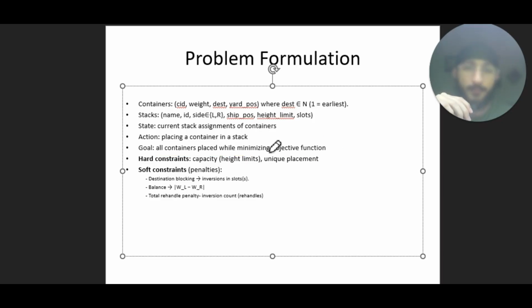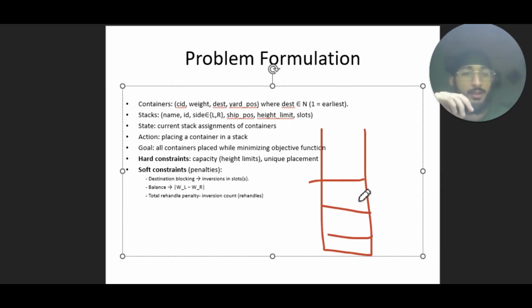Hard constraints that we have is firstly the capacity, that is the height limit. That is a hard constraint, and capacity is enforced strictly, and we also have unique placement of our containers in a stack. Then the soft constraints we have, that is the penalties, the destination blocking or inversion in slot. An inversion would be that any earlier port container is coming under a later port container. That is, any container which has to be dropped off first is coming below a container which is to be dropped off later.